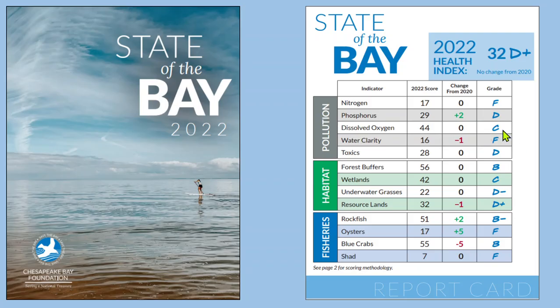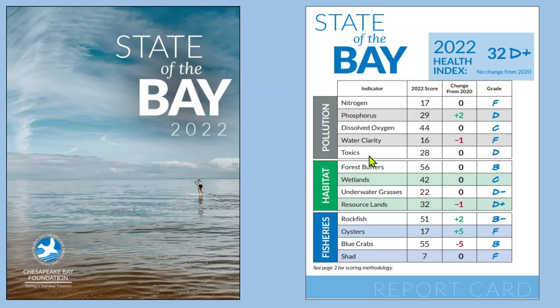Our dissolved oxygen is C. It's okay. It's not great. You can also see our changes from 2020, which is the last time we got a report card. We can just take a look at our scores, and you can look at the report information on page 2 to see how they scored everything. All right, our water clarity is really not great. We have an F in water clarity. This score is not the same as when we say 1, 2, 3, 4, 5, just so you know. It's not the same as the scale that we used in our classroom. It's just a different grade.